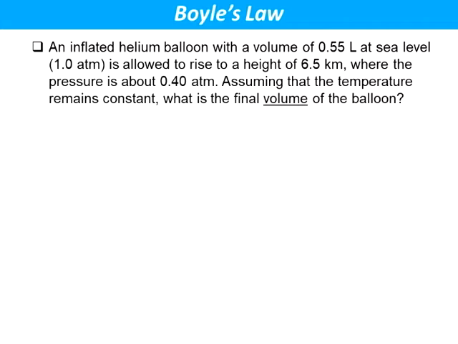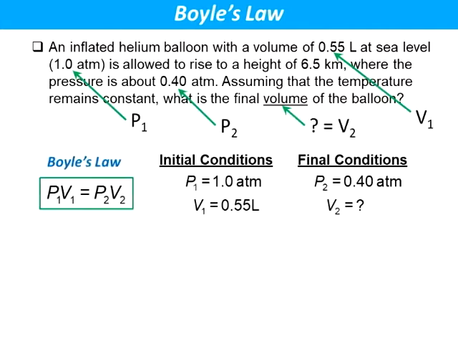Here's the problem. An inflated helium balloon with a volume of 0.55 liters at sea level, and sea level is 1 atmosphere, is allowed to rise to a height of 6.5 kilometers, where the pressure is about 0.4 atmosphere. Assuming that the temperature remains constant, what is the final volume of the balloon? A helpful thing to do when you have a problem like this is to mark off all your variables right in the problem, and so we show you that here, where we marked off the pressures and the volumes.